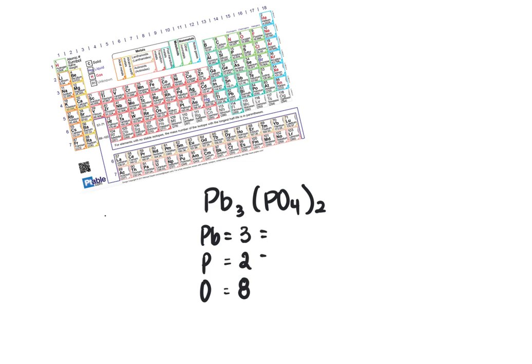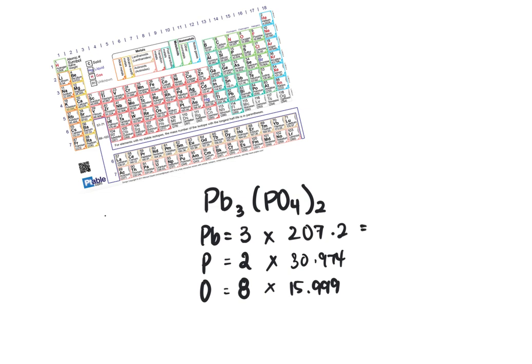So now let's look at your periodic table, and let's find out the atomic masses of each of these elements. So Pb is, where's lead? There we go. It's right here. So that's going to be 3 multiplied by 207.2. And then phosphorus is right here, so that's 2 times 30.974. And then for oxygen, oxygen is right here, and so that's going to be 8 times 15.999.